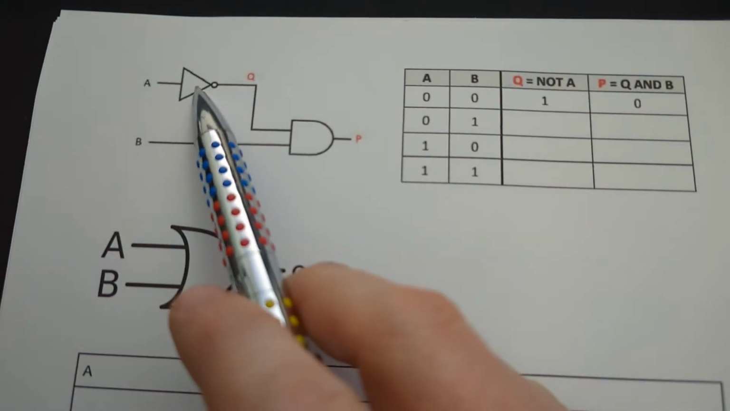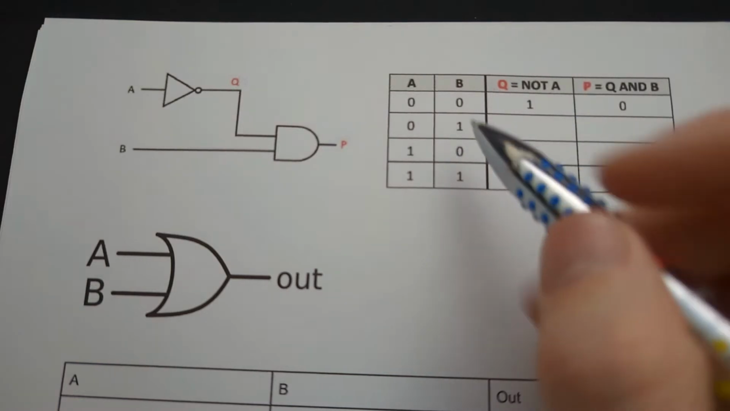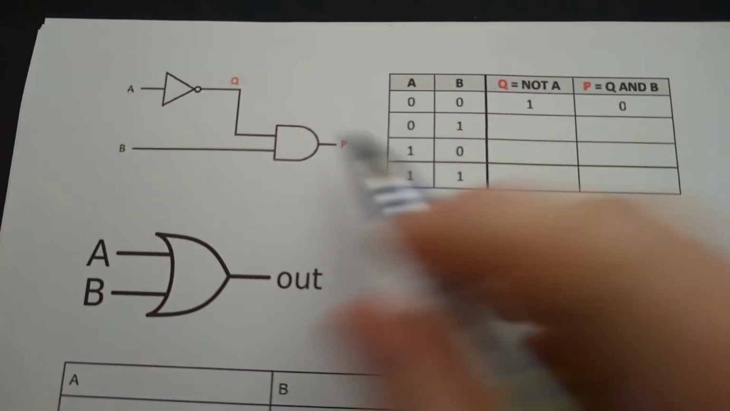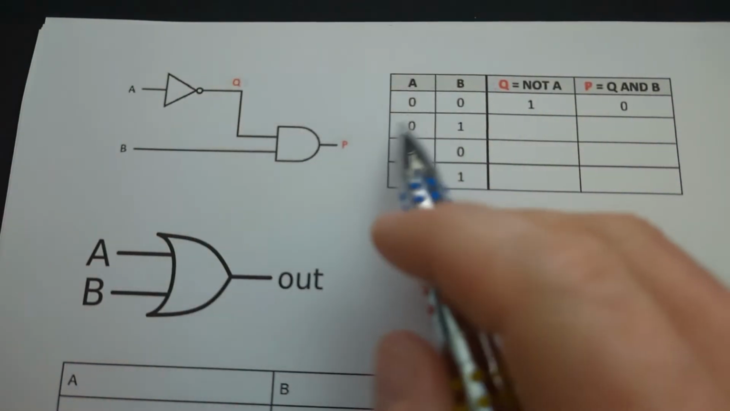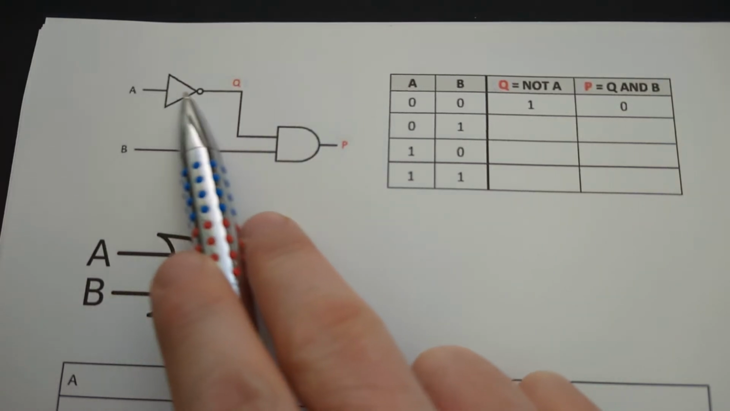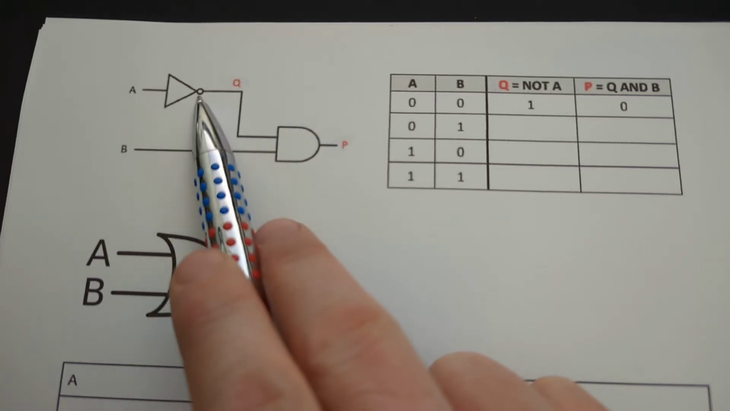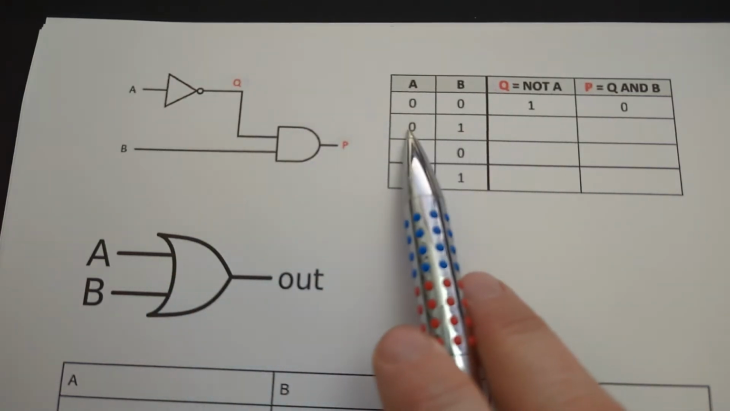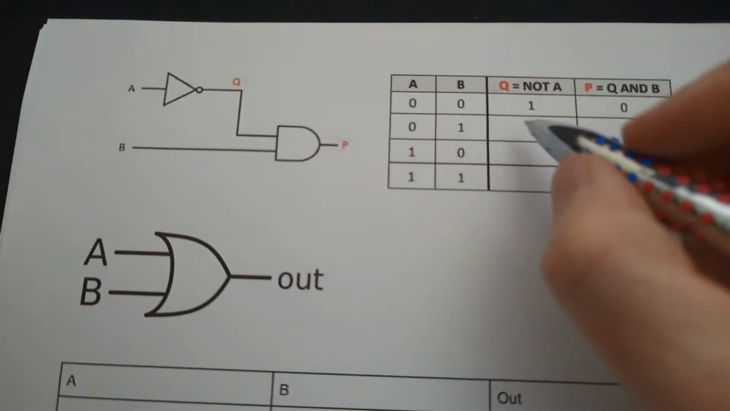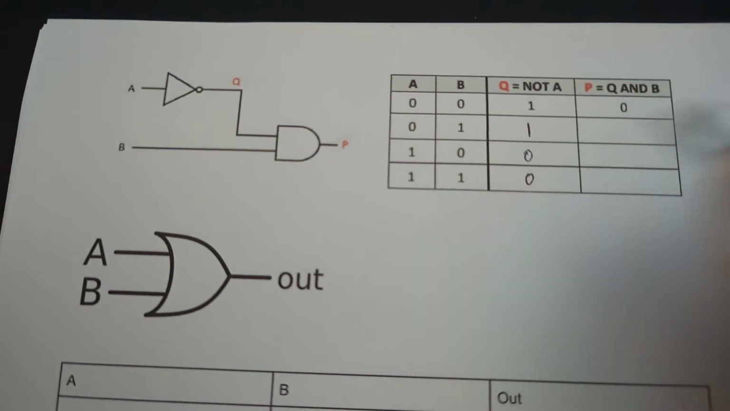We've got a NOT gate, we've got an AND gate, and we have to complete this truth table for this circuit here. So you'll see whatever goes into A at point Q here will have gone through the NOT gate, so it'll be the opposite of A. So we can do that first. So zeros will become ones, ones will become zeros.